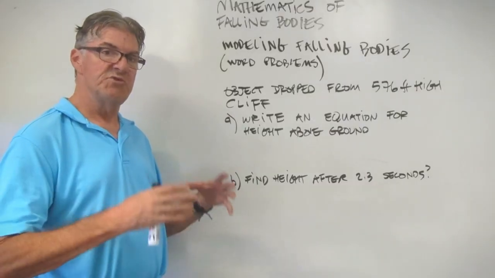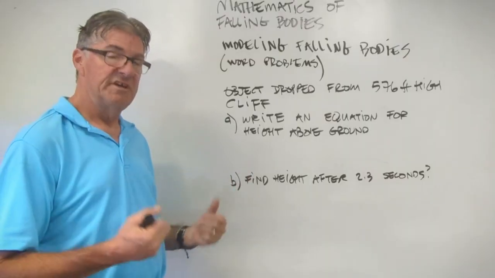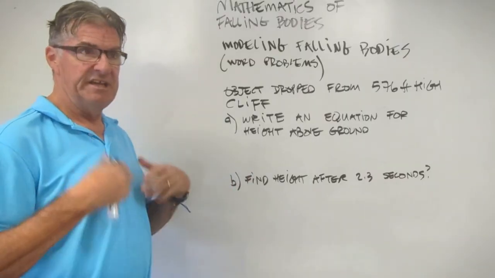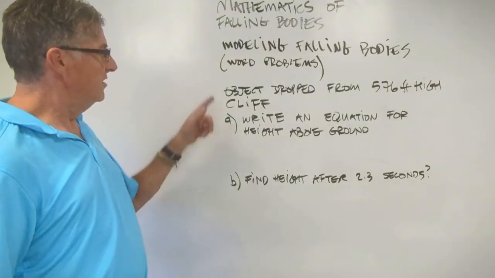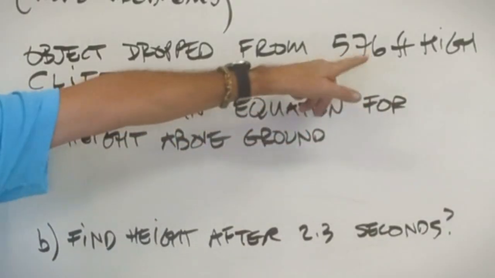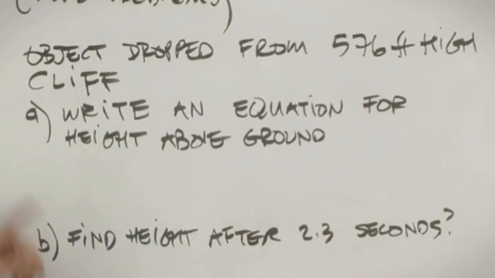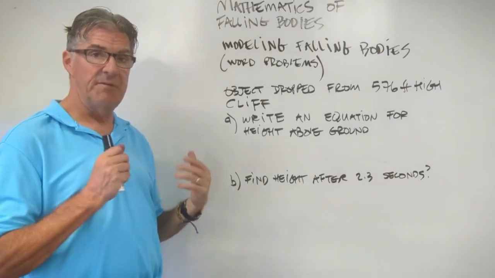Okay, let's move into a modeling type of a problem, which are word problems. And you've seen some of these in my class. And even if you're not in my class, undoubtedly you've seen problems like this one. So we have an object that's dropped off of a 76 foot high cliff. First prompt, write an equation for the height above the ground.